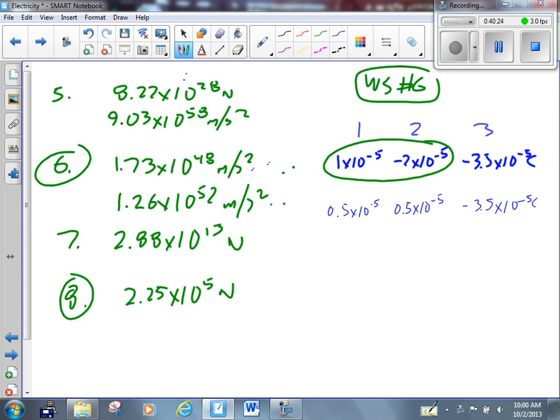Now it says object 2 touches 3. So 2 and 3 combine here. Object number 1 remains the same, 0.5 times 10 to the minus 5. 0.5 plus negative 3.5 is negative 3. Divide that by 2, we get negative 1.5 times 10 to the minus 5.